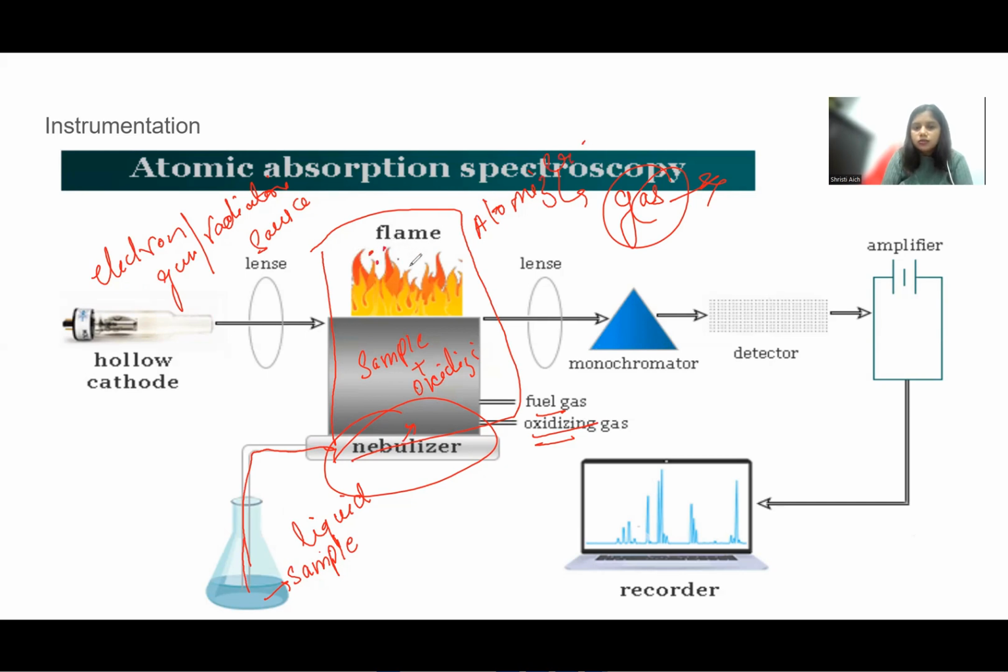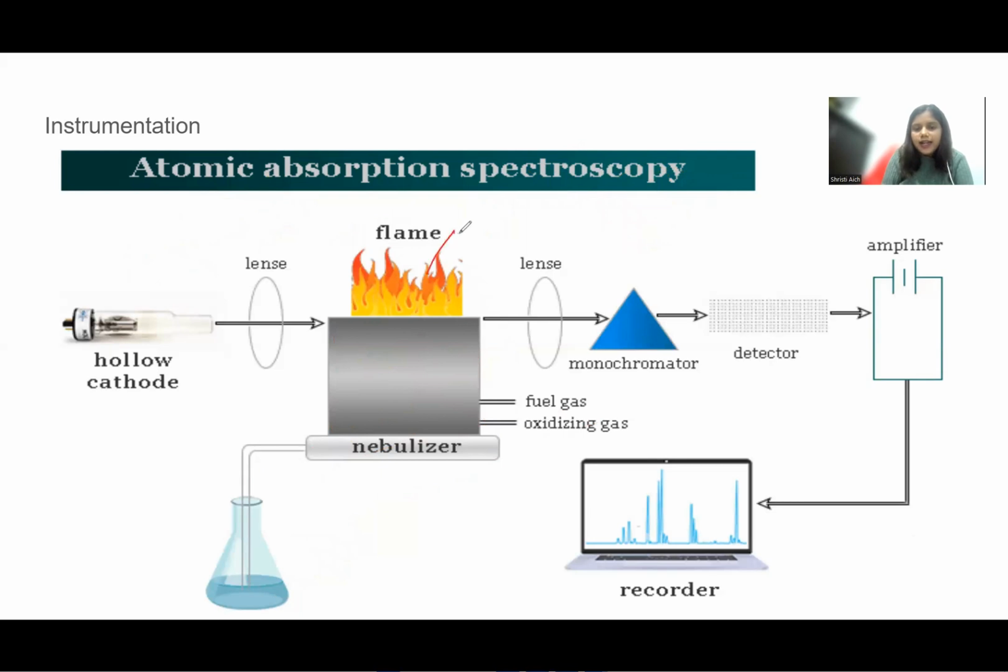Now the sample comes here mixed with oxidizing agents, and due to this high flame it will convert into gaseous molecules. This step is known as volatilization. Now after volatilization, what will happen? The first step is volatilization. In volatilization, liquid is getting converted into gas. Now we have gaseous molecules present here.